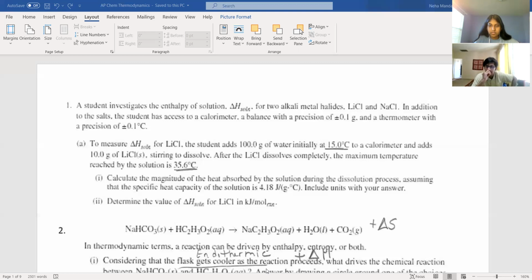I got 0.2359 moles, and since you have kilojoules and moles, and the answer is supposed to be in kilojoules per mole, you divide. So you divide 9.4719 over 0.2359. You get about 40.2. Yeah, that's what I got as well. 40.2 kilojoules per mole of reaction. I put the whole thing.